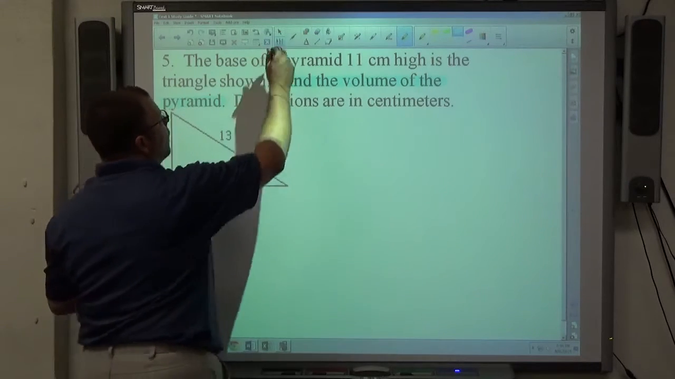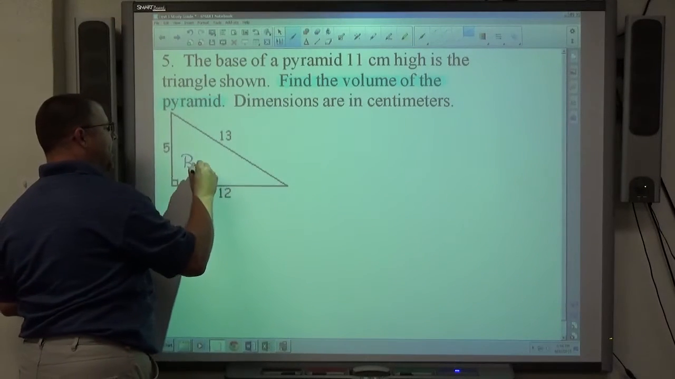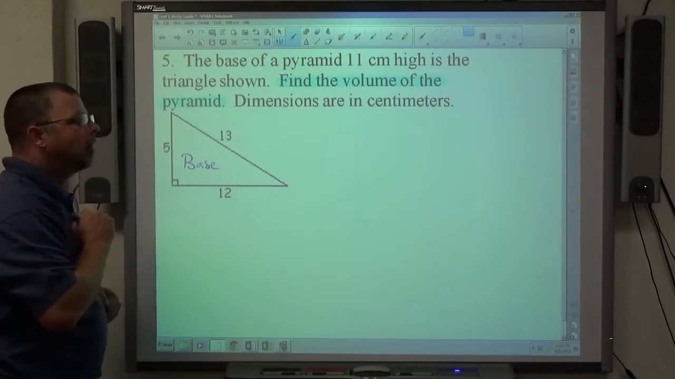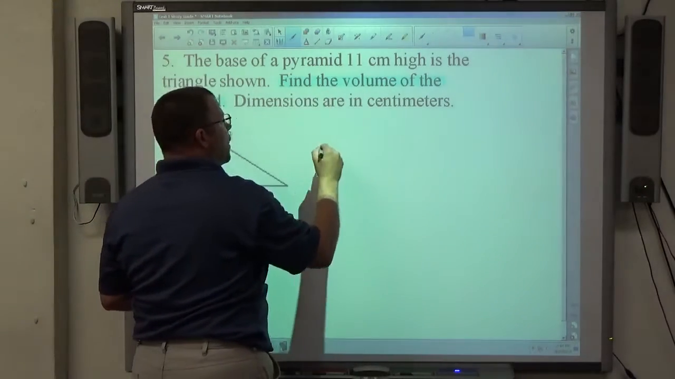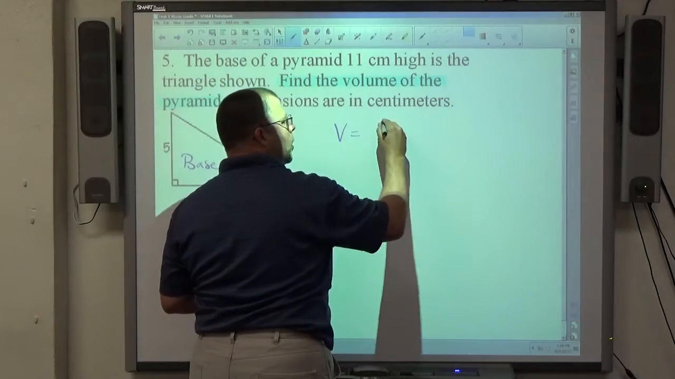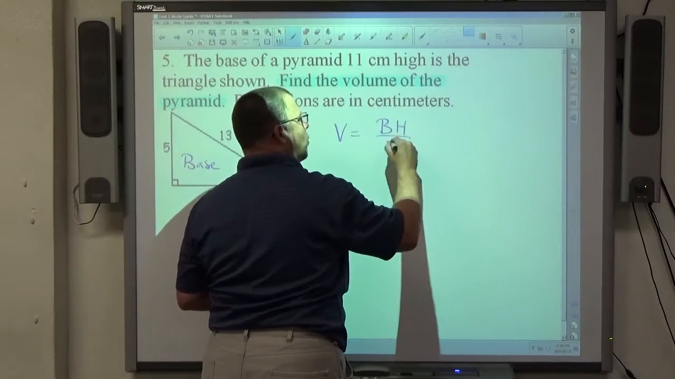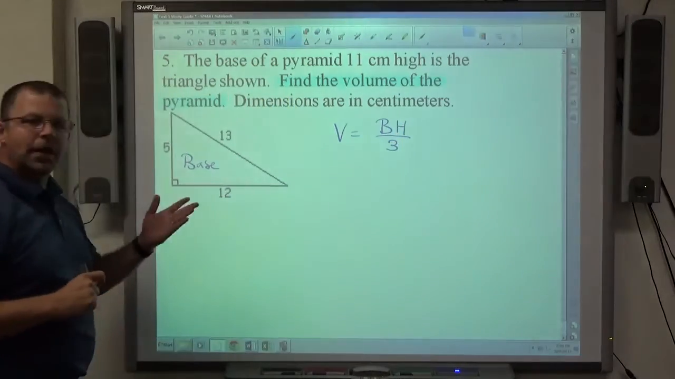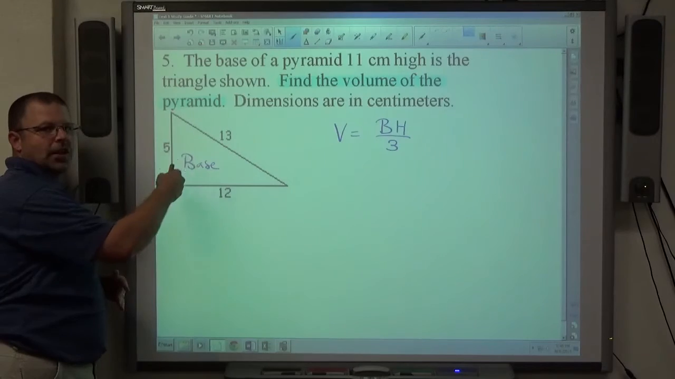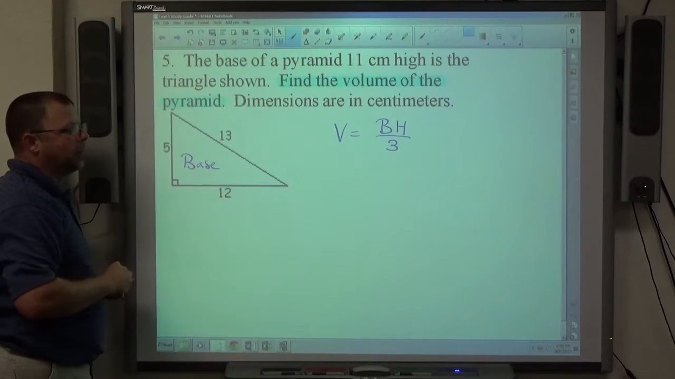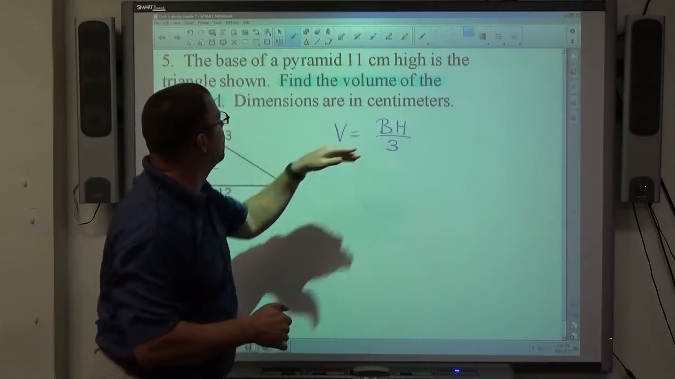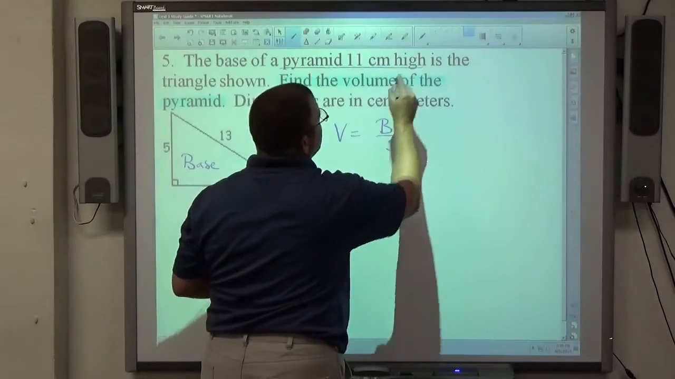So this right here, this picture represents the base of the pyramid. If I'm trying to find the volume of a pyramid, I'm going to focus on the volume formula for a pyramid, which is area of base times height over 3. Where B is the area of the base, so the area of this triangle is going to be B. H is the height of the pyramid. It says pyramid 11 centimeters high.